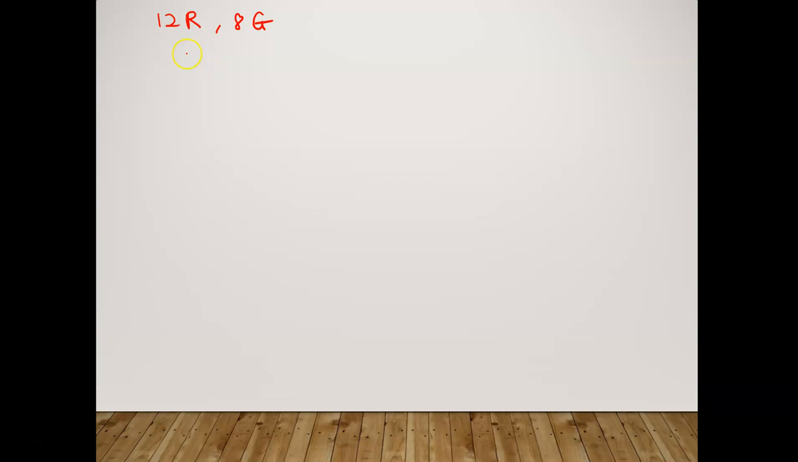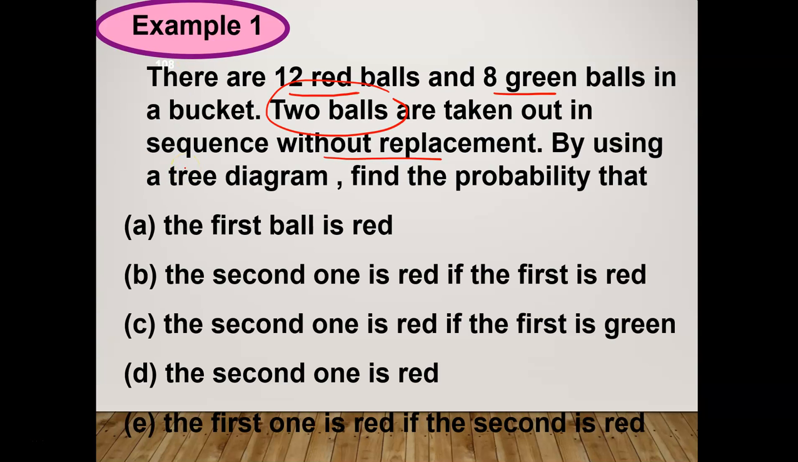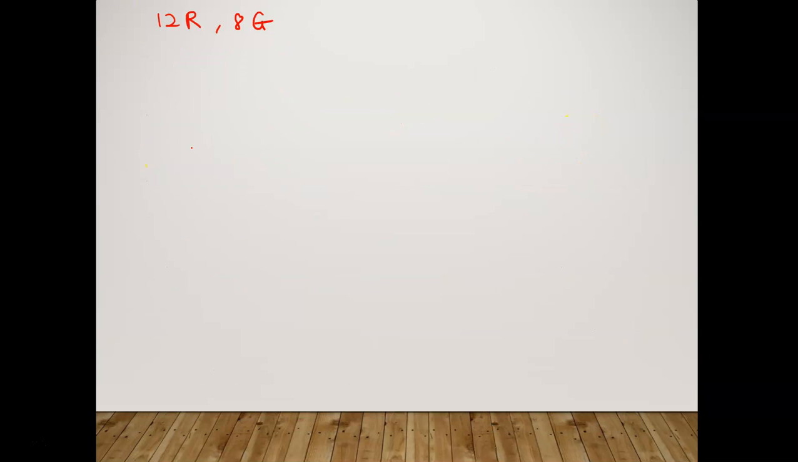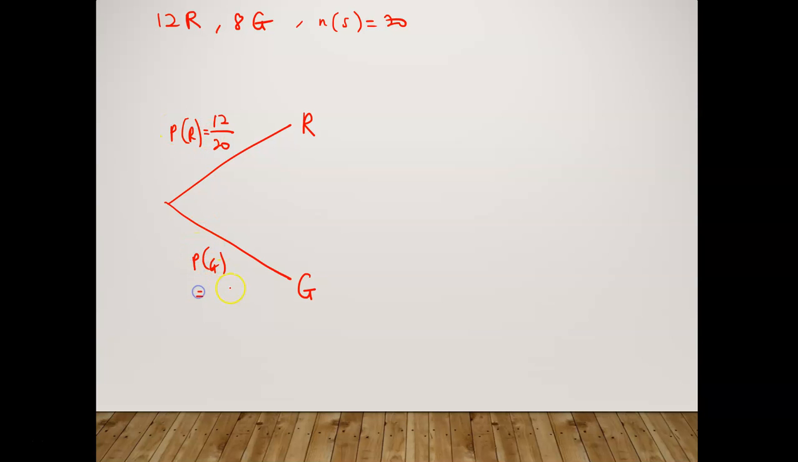So the first event: 2 balls are taken out in sequence, meaning you take them out one by one. For the first draw, there are 2 possible outcomes, red or green. The first ball you take out, the probability will be 12 over 20, since the number in S is 20, because 12 plus 8. So this is the probability of R, and the probability of green equals 8 over 20. This is the first draw.